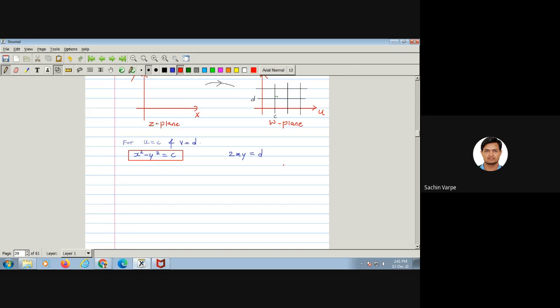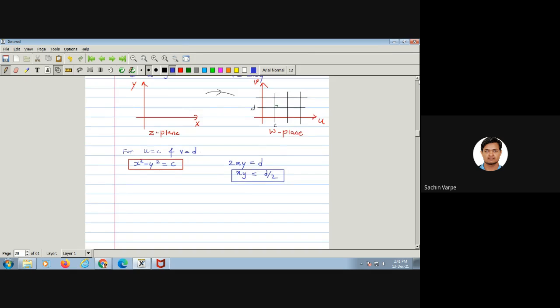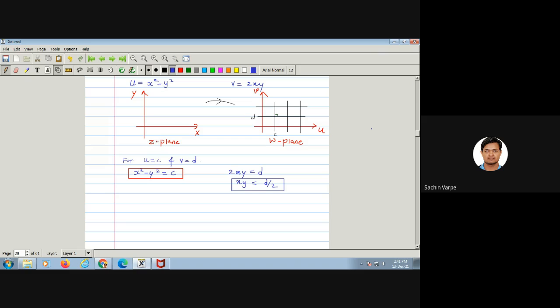Okay, and on the other side, 2xy is nothing but xy only. So xy equal to d by 2, suppose. So what does it represent? Xy equal to C, or xy equal to any constant, represents what? Xy equal to 2 represents again a hyperbola, right? And that is actually a quadrant hyperbola.